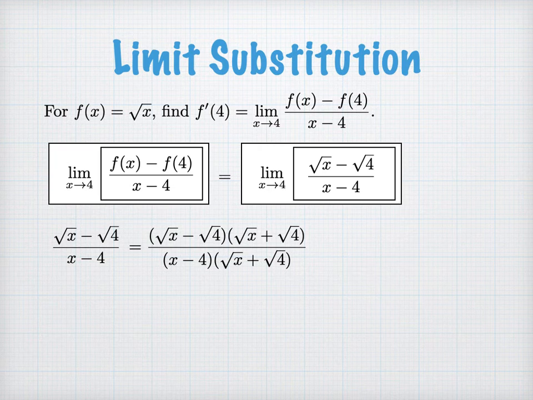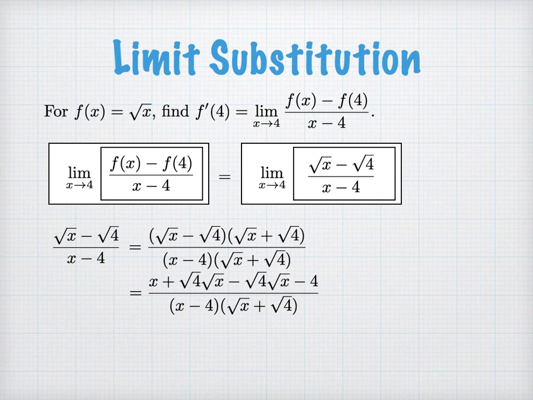Well, now, when I think about that numerator, it's a FOIL, right? It's a product of two binomials, and I can multiply it out. First terms, outside terms, inside terms, and last terms. And the square root of x times the square root of x is just x. And the outside term, square root of 4 times square root of x, and the inside terms, minus square root of 4 times square root of x, those are going to cancel. And then the last terms, minus square root of 4 times square root of 4, gives me just minus 4.